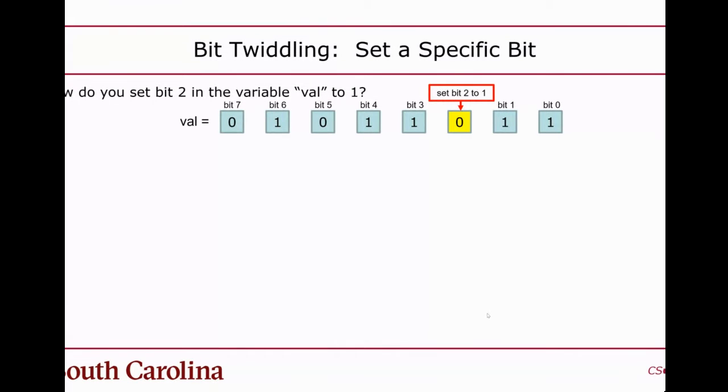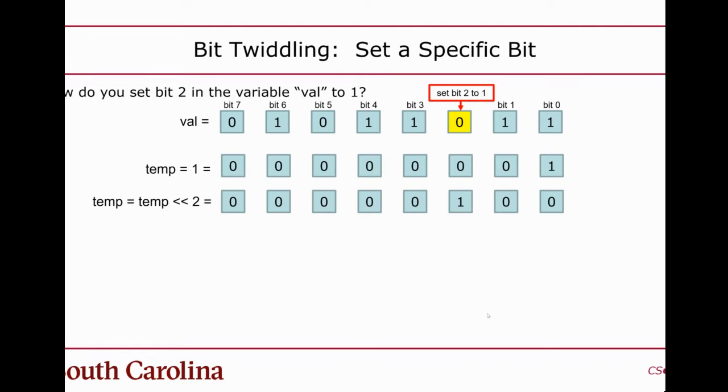Then we talked about bit twiddling, how to set specific bits and how to read specific bits within a variable. Now these variables are meant to represent control and status registers, but usually in the questions, I just refer to the values that you're bit twiddling as variables. For example, if you want to set a certain bit to 1 in a variable, you can set a temporary variable to 1 and then shift that value to the left by the bit position that you're interested in, which in this case is 2.